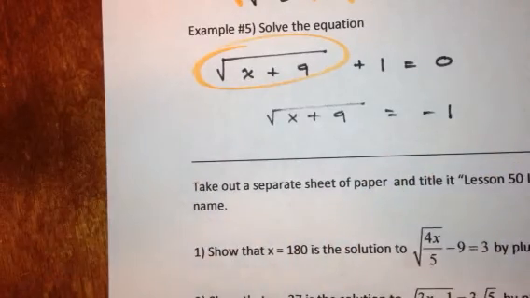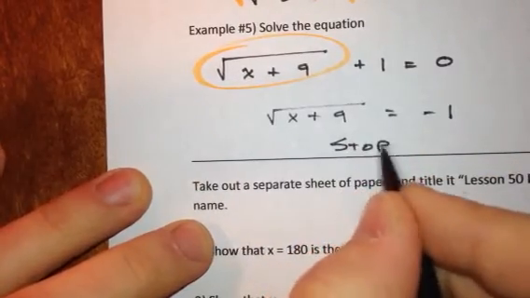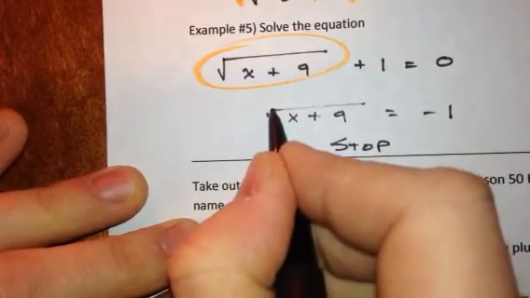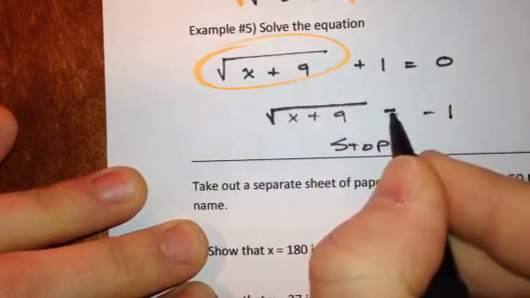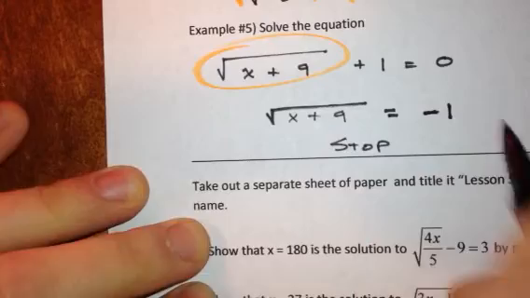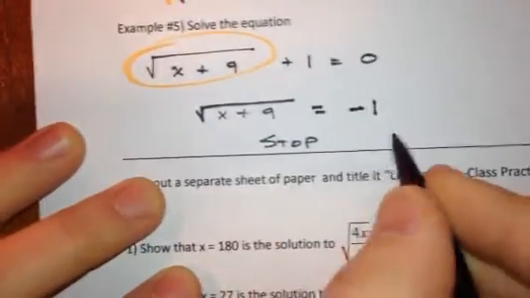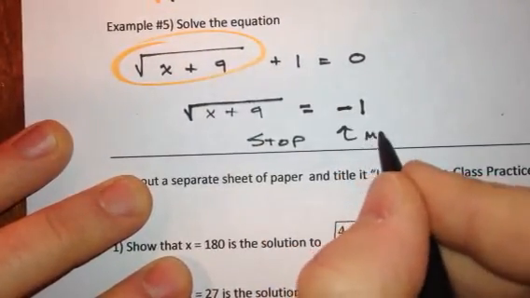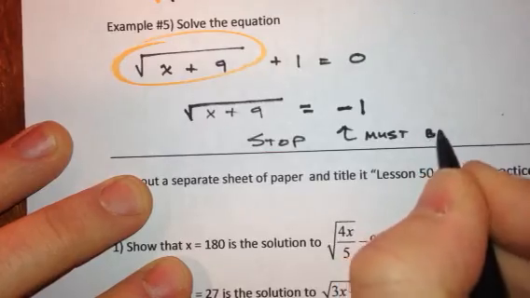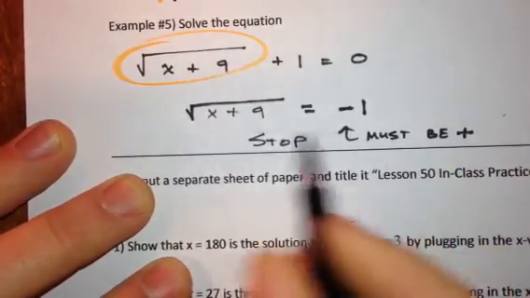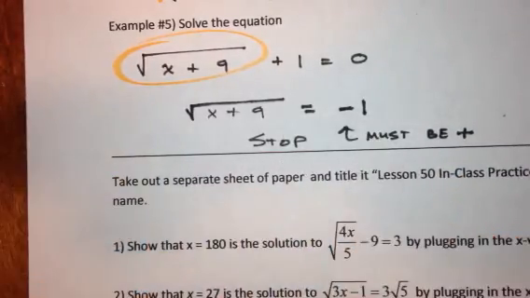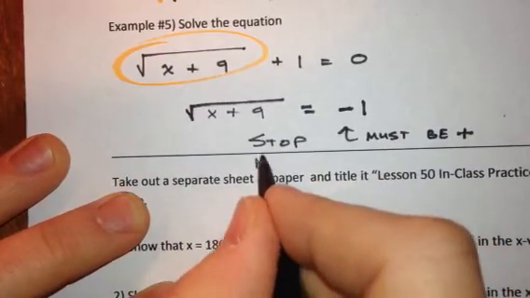And you have to stop right there. And the reason is that this says the square root of something is equal to a negative number. Okay? This right here must be positive when you have radical equals number. And if it's not, then there's no solution.